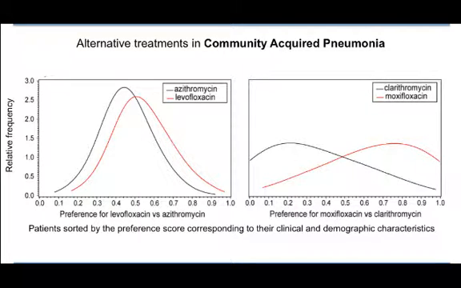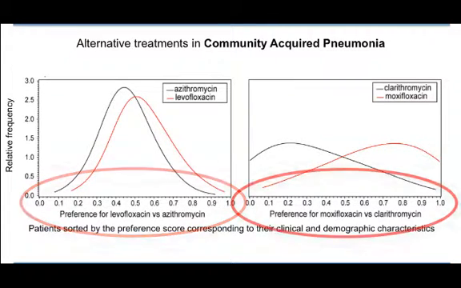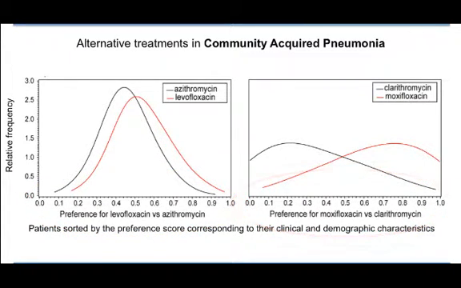These graphs illustrate the technique with community-acquired pneumonia. The x-axis sorts patients according to their probability of getting the treatment shown in red. This is called a preference score. The y-axis depicts how many patients there are at each preference score level. The two lines in each graph represent the patient preference scores for the two treatments examined. The left-hand graph compares the use of levofloxacin and azithromycin at different preference scores.